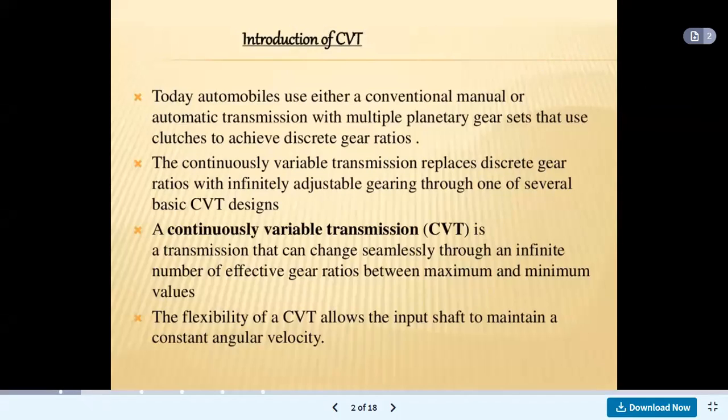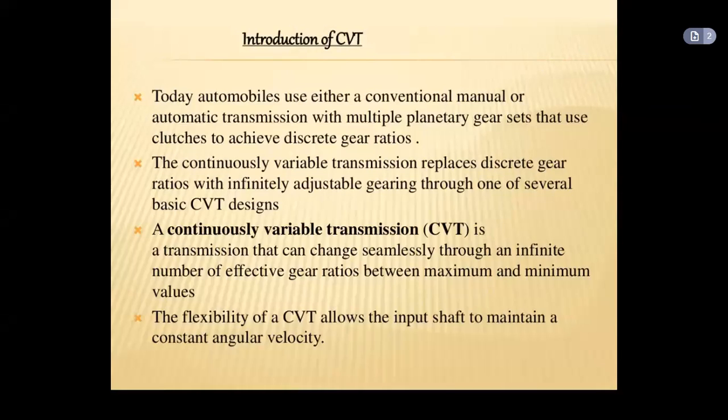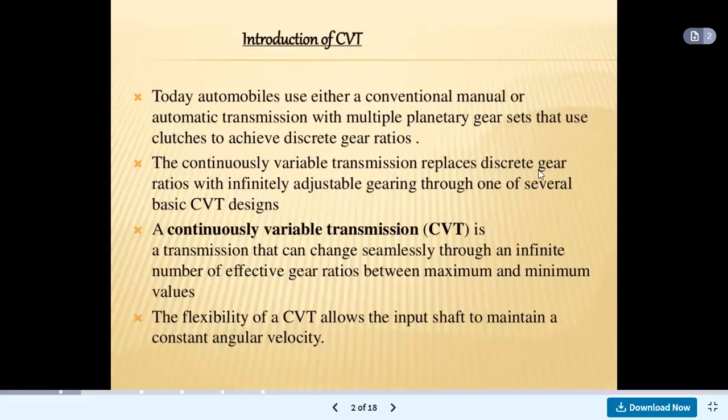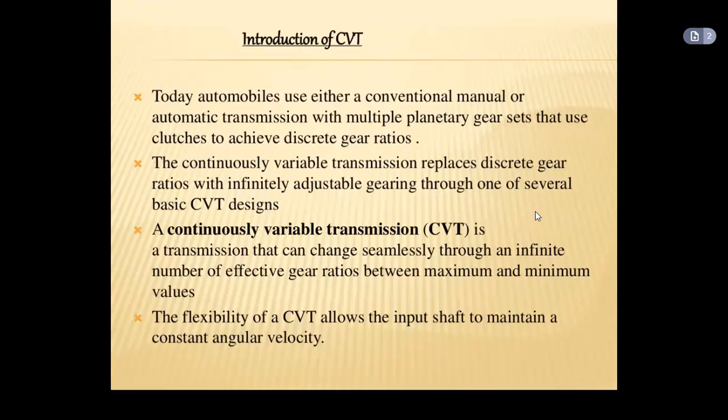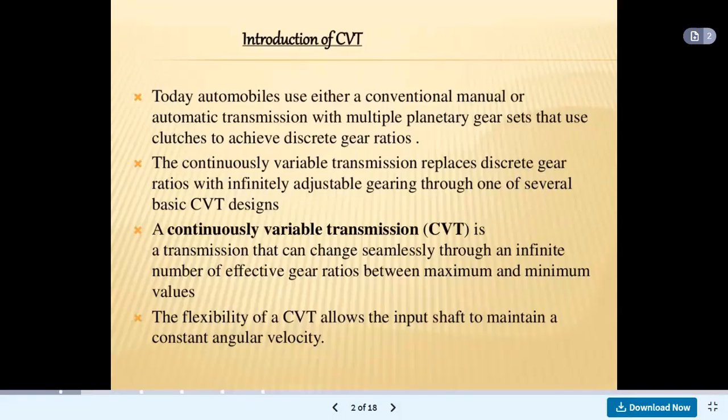So here today, automobiles use either a conventional manual or automatic transmission with multiple planetary gear sets that use clutches to achieve discrete gear ratios. Means we use a manual system, then an automatic transmission system is also there, and in that, planetary gears. The continuously variable transmission replaces the discrete gear ratios with infinitely adjustable gearing through one of several basic CVT designs.